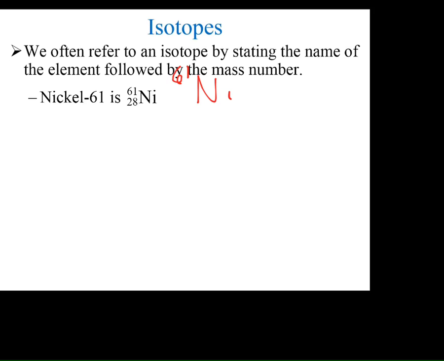Why is the 28 not always written, do you think? It's already defined. Yeah, it's nickel, right? So nickel is always number 28. Does that make sense? So if it's nickel, it has to be 28. So oftentimes we don't even write the 28 just to save time. We'll just write nickel with the little 61. That makes sense? So nickel's 28, right? Oh, it's nickel. It has to be 28. Does that make sense? Okay.